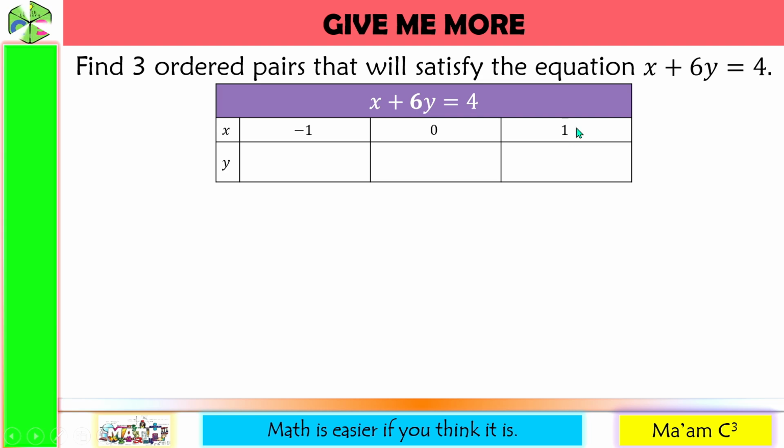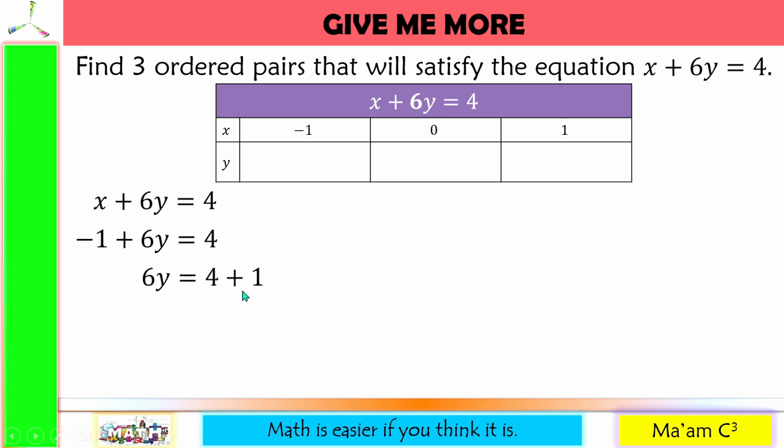So let me start. I'll copy first the equation given. I'll substitute negative 1 for x in here. And then this will move on the other side. It will become plus 1. 4 plus 1 is equal to 5. If I want to solve for the value of y, then I have to divide both sides by 6. So this will become y is equal to 5 over 6. It means the partner of negative 1 for x is 5 over 6 for y.